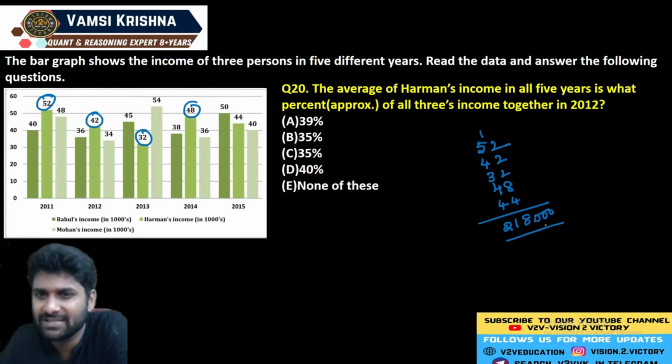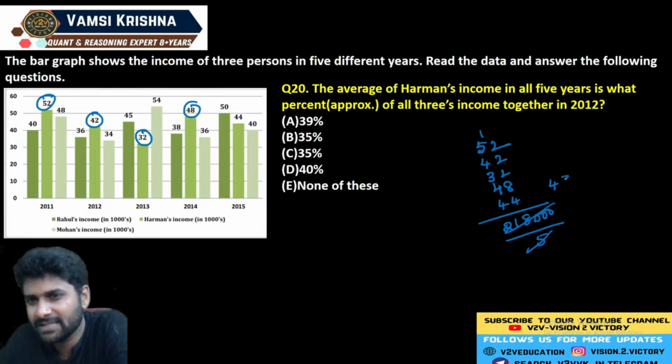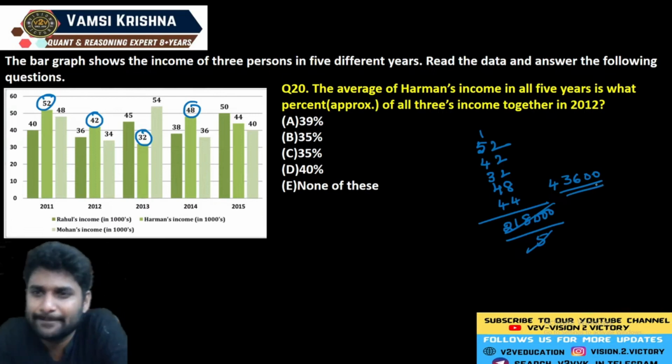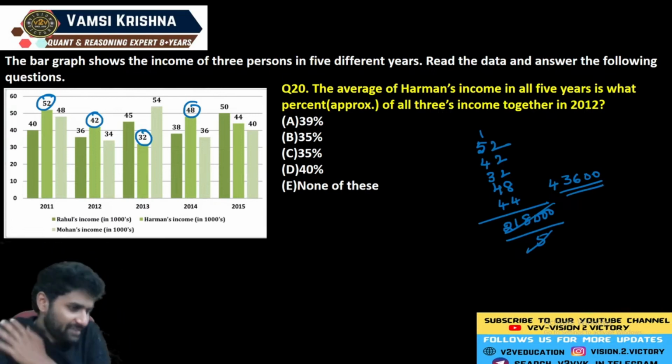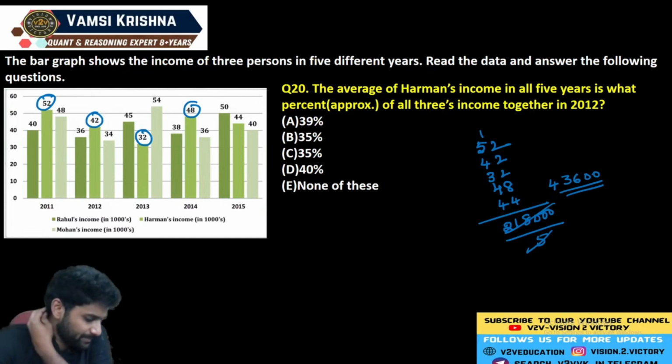We need an average, right? So divided by 5. So here 5 fours are 20, 5 threes are 15. We have 6. So 43,600. Hope it's clear. That's an average, guys. Average, you already know, is sum by number.